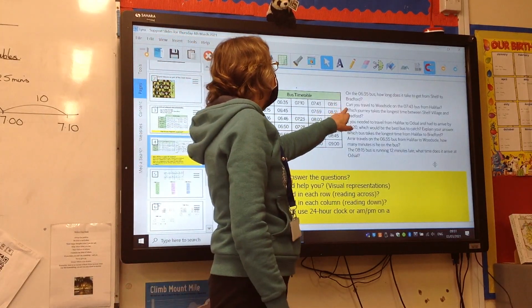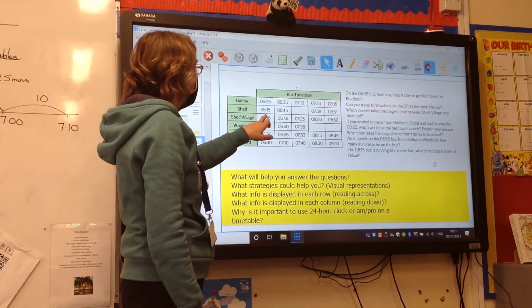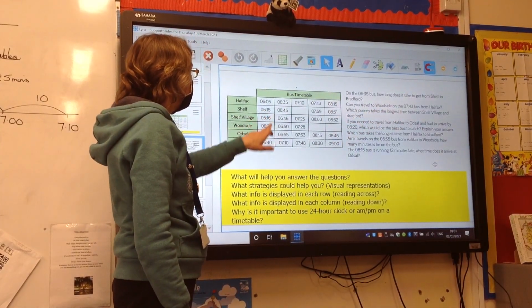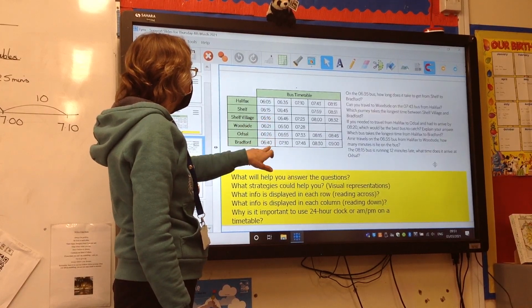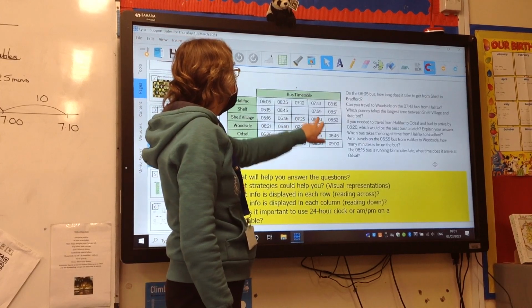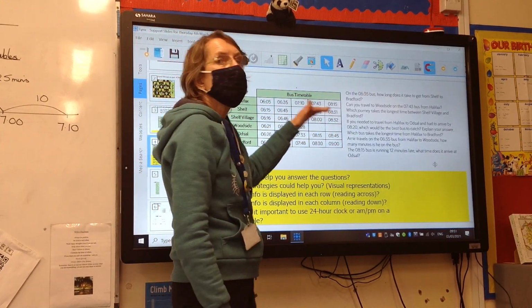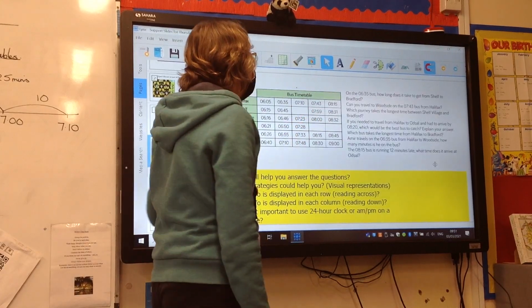Which journey takes the longest time between Shelf Village and Bradford? So you have to work out how long the journey is from there to there, from 6:16 to 6:40. From there to there, from there to there. So work them all out and then work out which one is the longest journey.